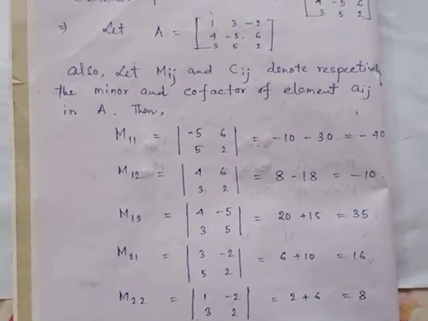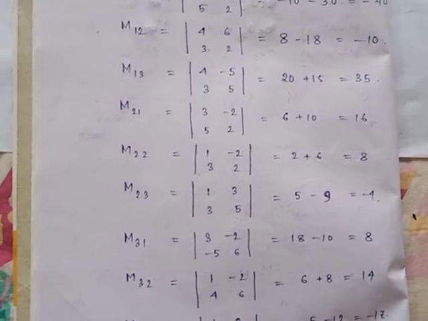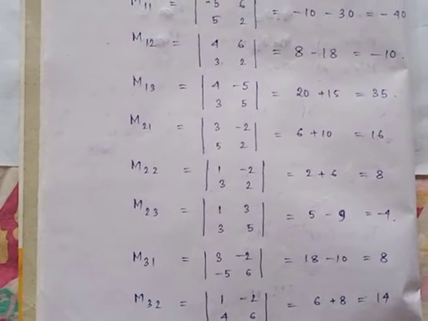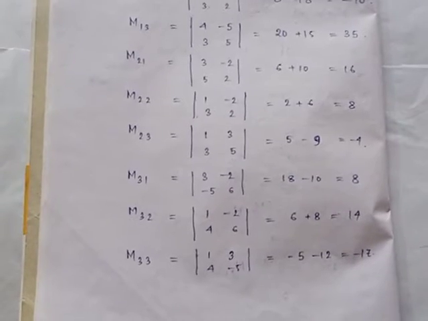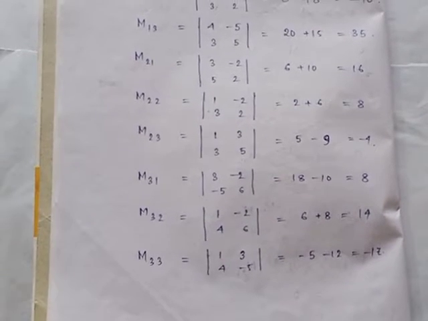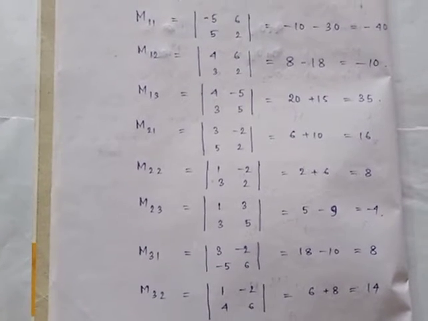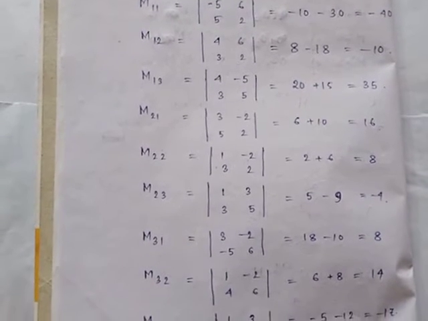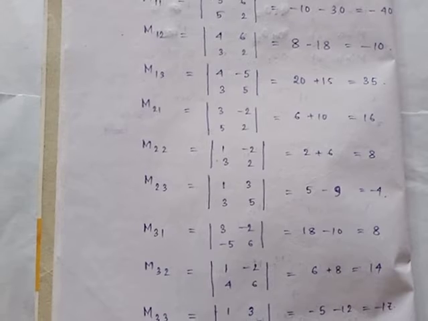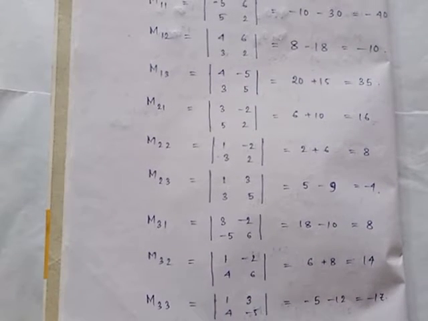M21, M22, M23, M31, M32, M33, for all the elements, all the 9 elements in the matrix, you have to find the minor of the elements. For all the elements, you have to find the minor of the matrix.